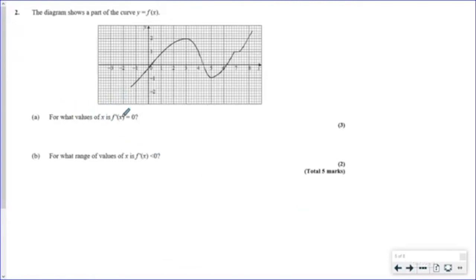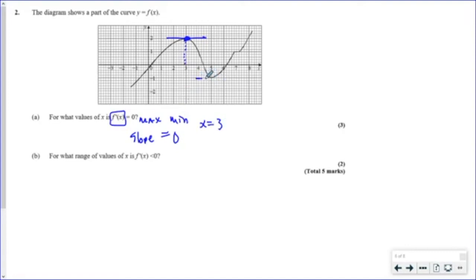So again, it says, for what values of x is the derivative, that's the little apostrophe f, equal to 0? So again, when it's equal to 0, we're looking for maximums and minimums, or anywhere where the slope will equal 0. So look here, I can see one right here, boom. The slope right here, that's a stationary point, that equals 0. So what value of x is there? 3. So I've got x equals 3.